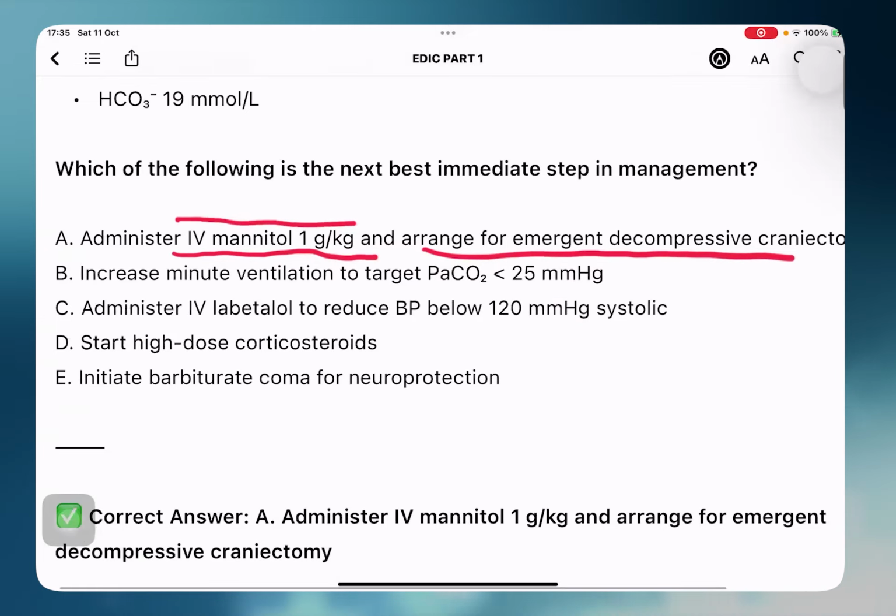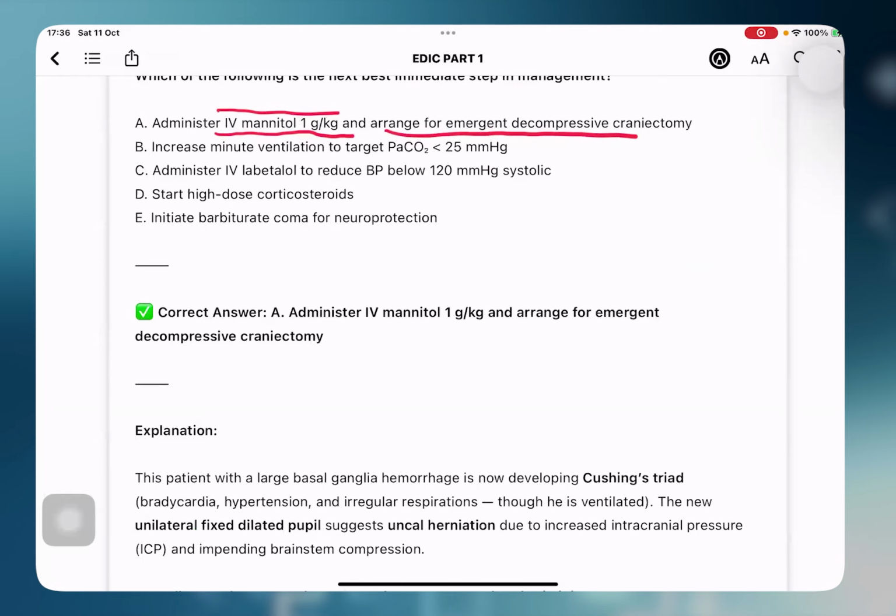This question has appeared in the exam so many times, and every time they are challenging a candidate's knowledge for management of acute ICP elevation secondary to a hemorrhage. The other options are increasing minute ventilation to target a PCO2 of 25, giving IV labetalol to reduce the blood pressure, starting high dose corticosteroids, or starting barbiturate coma. So the answer is decompressing the patient initially by IV mannitol and then arranging for an emergent decompressive craniectomy.